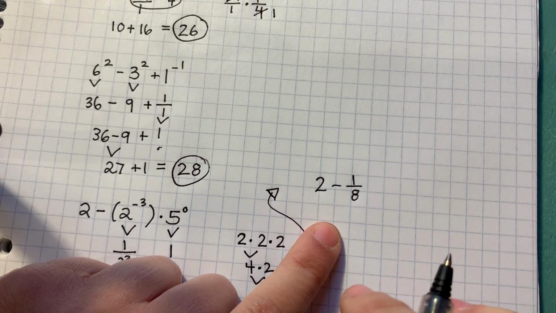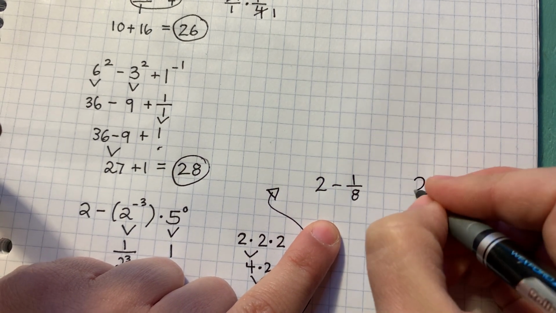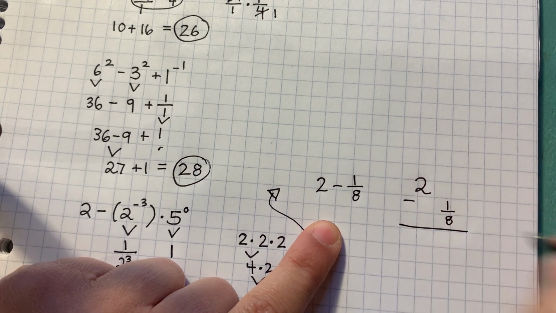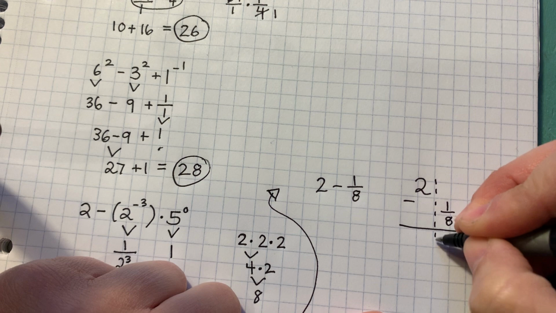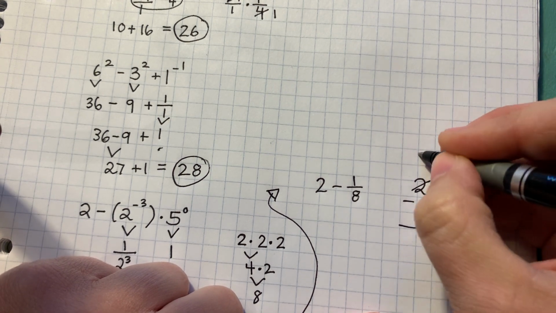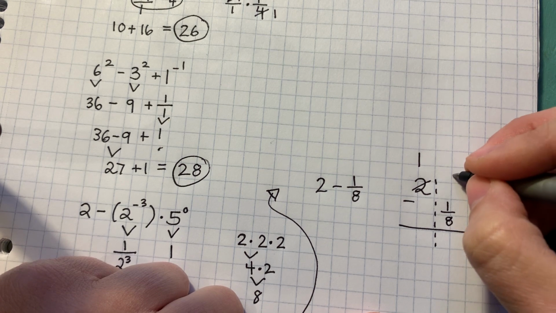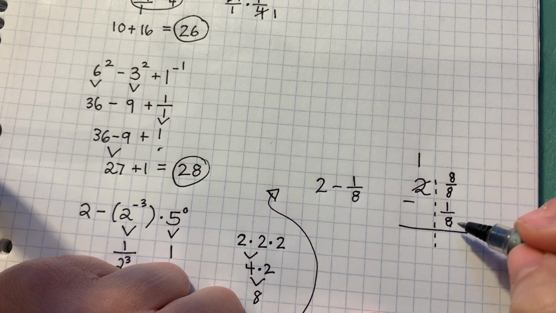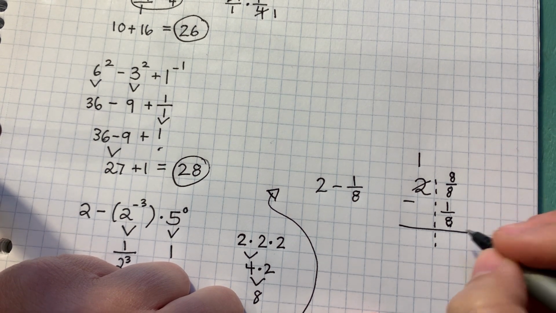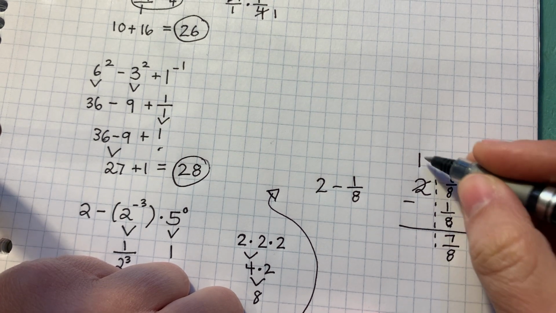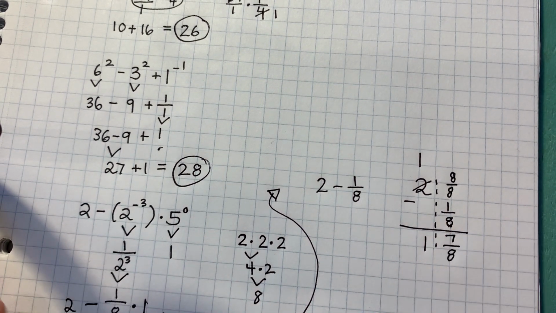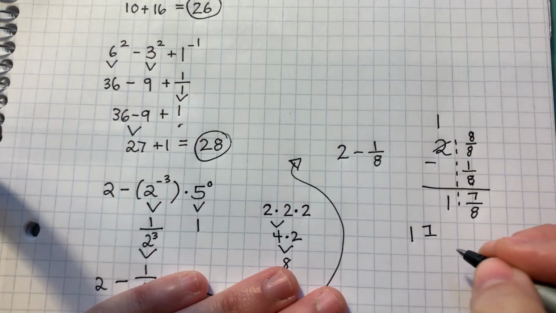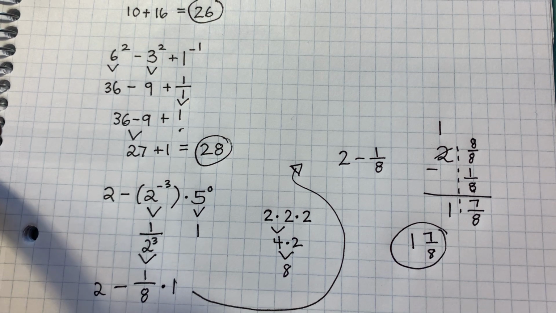So again, I posted another video reminding people how to do operations like this. I like to use the stack method like this. And what we do is we borrow. So I'm going to borrow from the 2. That becomes a 1. And then I'm going to make the one that I borrowed 8 over 8 because I want to use the same denominator. I'm going to use the same denominator that I used here. So 8 minus 1 is 7. So I have 7/8 as my fraction, and then I have 1. So the answer to that very last PEMDAS problem is 1 and 7/8. Whew.